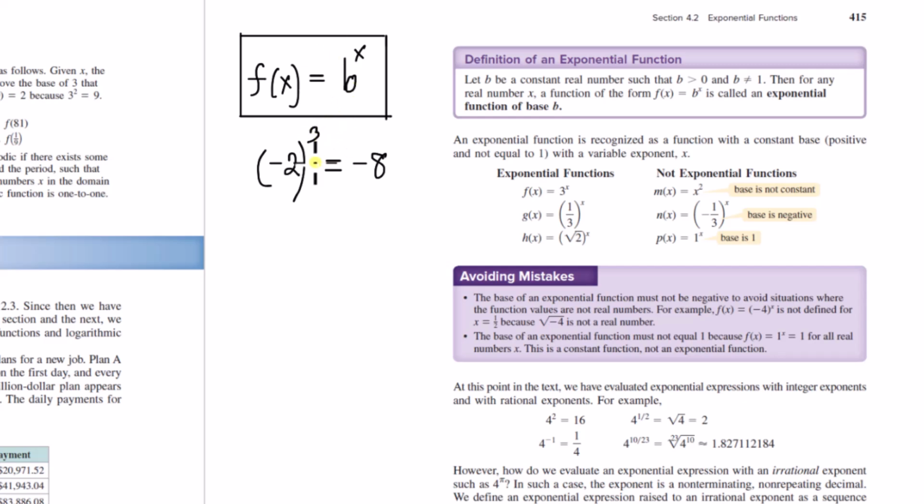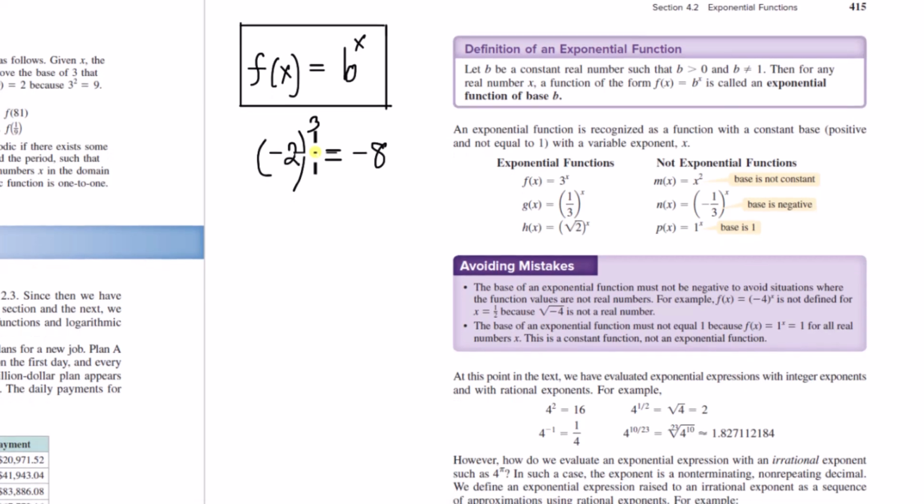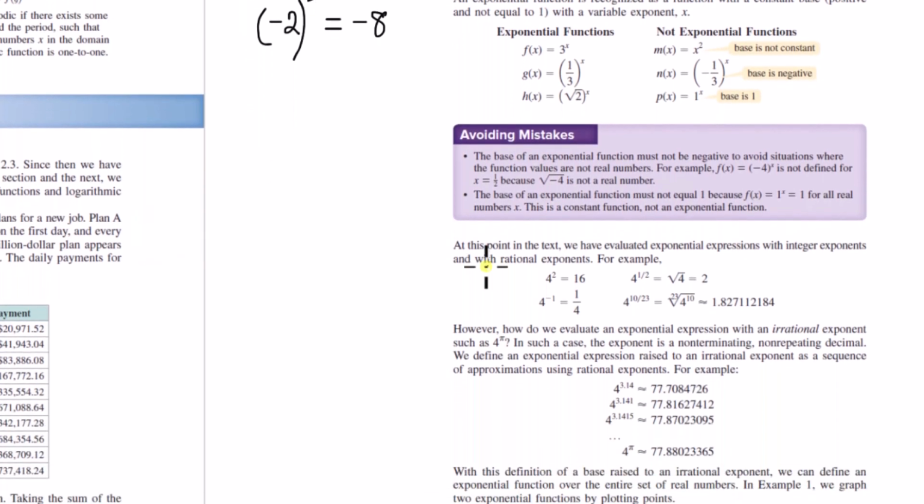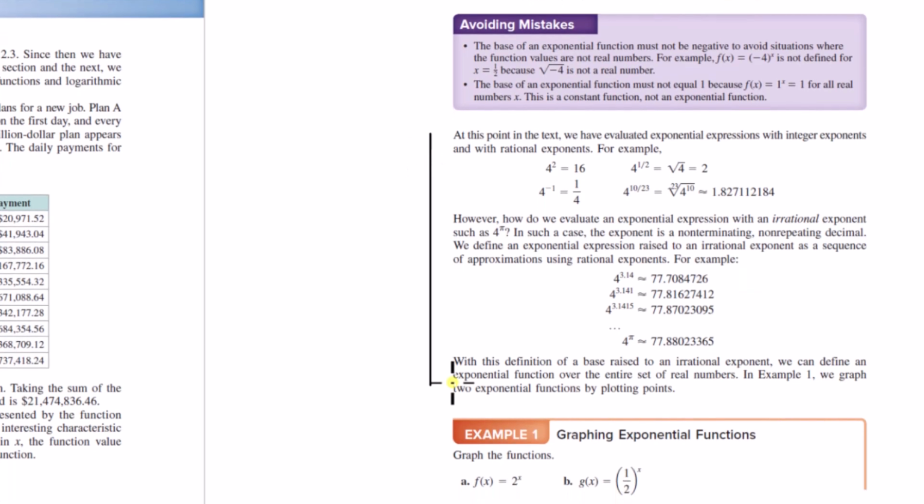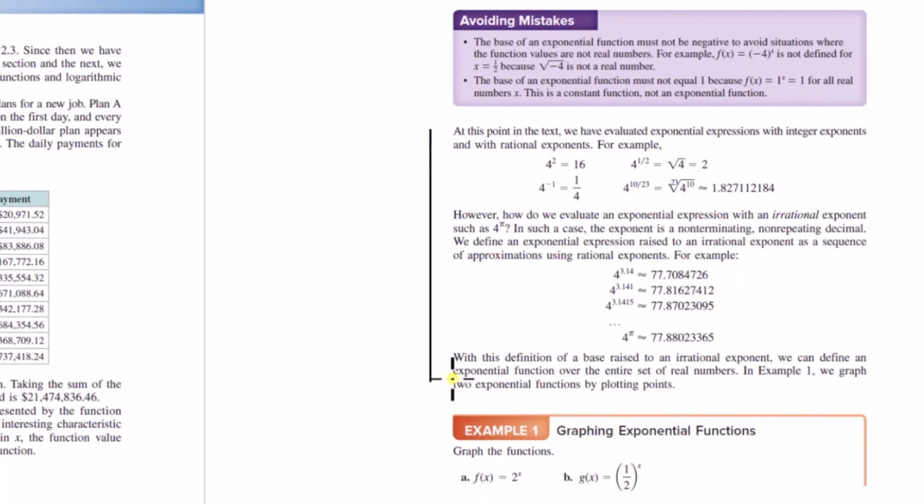Okay, great. Now, the next thing we need to do before we go any further is, okay, what about a number raised to an irrational exponent? It says, at this point in the text, we have evaluated exponential expressions with integer exponents and with rational exponents. For example, so we know what each of these expressions means. However, how do we evaluate an exponential expression with an irrational exponent, such as 4 to the pi power?